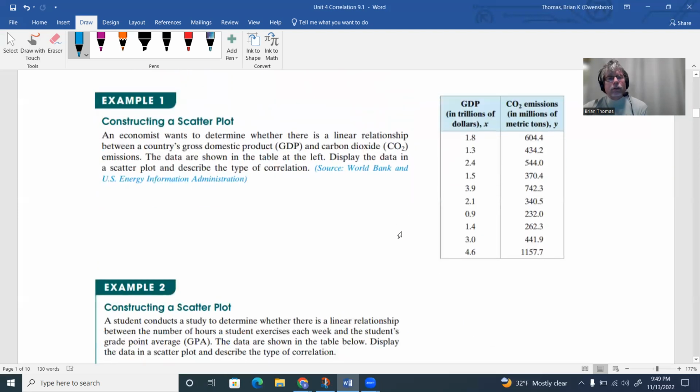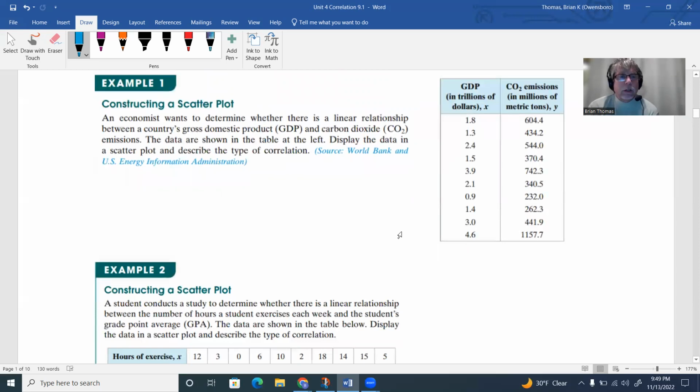So here would be the first example, constructing a scatter plot. An economist wants to determine whether there is a linear relationship between a country's gross domestic product and carbon dioxide emissions. The data are shown in the table at the left. Display the data as a scatter plot and describe the type of correlation.